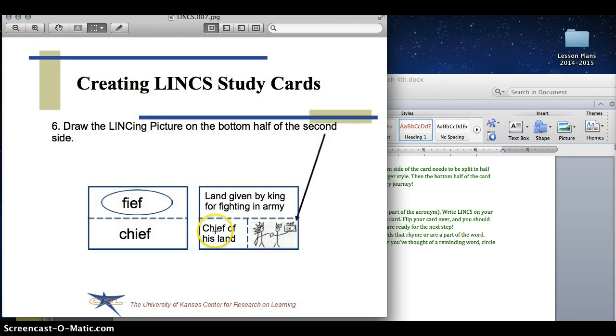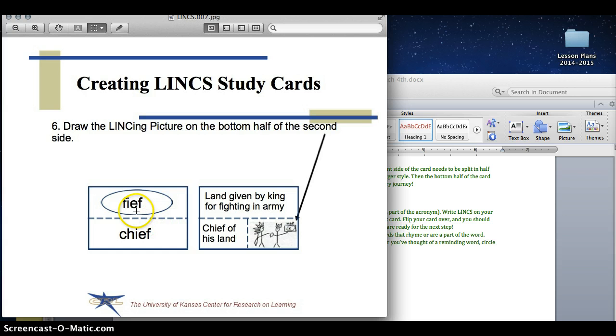And then my linking story, the N step, note a linking story, is: chief of his land. And that makes me think of land, which is part of the definition. And it uses my reminding word. That's very important. And then I drew a linking picture. As you can see, it's 2 men fighting for land. See the map?